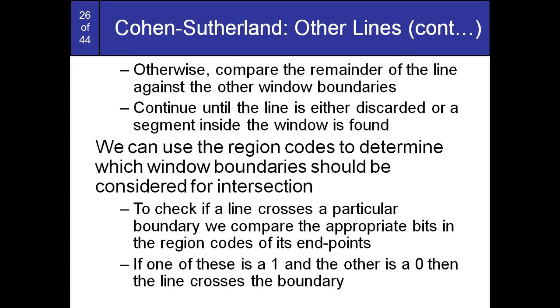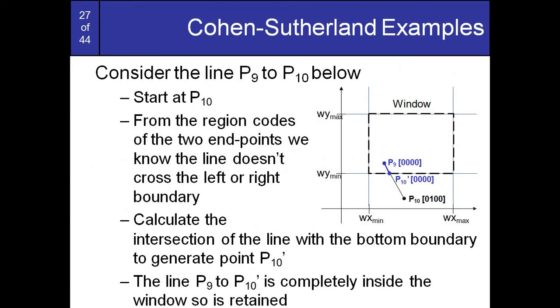So until we detect the intersection point at the border of the window, we need to repeat the above steps continuously. Once we get the point which is at the intersection of the border, then we can stop the process and continue to the next portion of the line. We can use the region codes to determine which window boundaries should be considered for intersection. That is, to check if a line crosses a particular boundary, we compare the appropriate bits in the region codes of its endpoints. If one of these is a 1 and the other is a 0, then the line crosses the boundary.